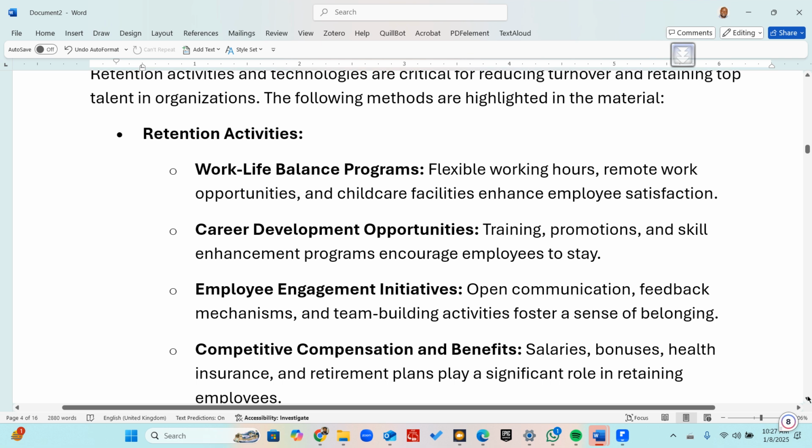When there's work-life balance, flexible working hours, remote work opportunities, and childcare facilities help employee satisfaction. So these are retention activities. Career development opportunities, training, promotion, skill, and enhancement programs encourage employees to stay. These are very important for employee retention. Employee engagement initiatives, open communication, feedback mechanism, team building activities foster sense of belonging.